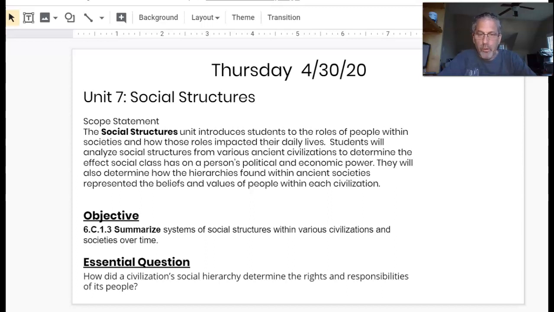Objective, obviously, is to summarize systems of social structures within various civilizations and societies over time. And the essential question for today is, how did a civilization's social hierarchy determine the rights and responsibilities of its people?